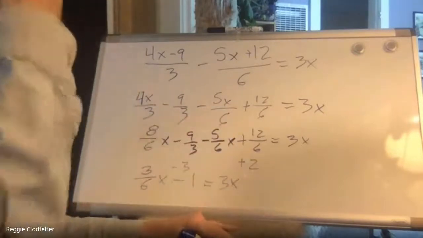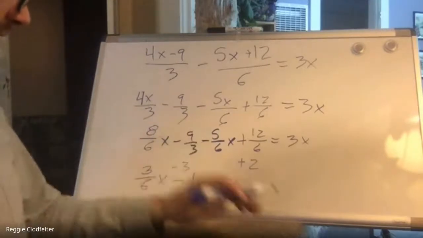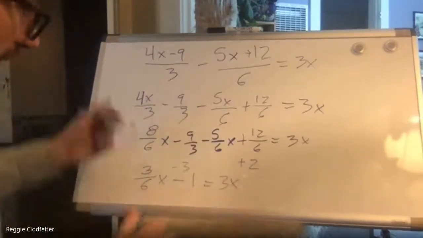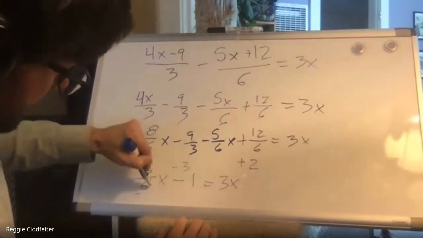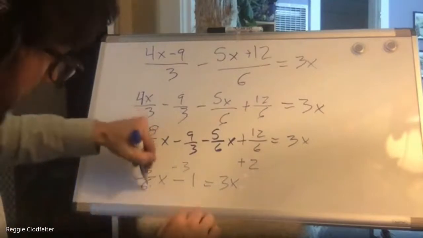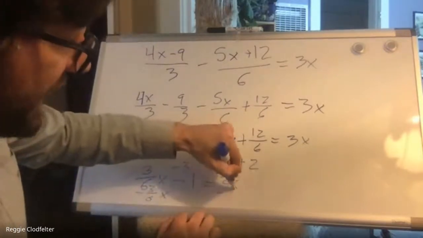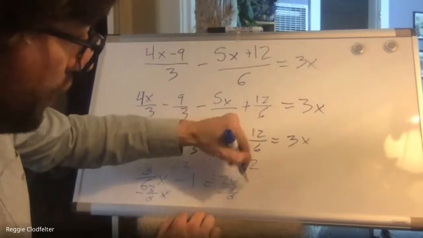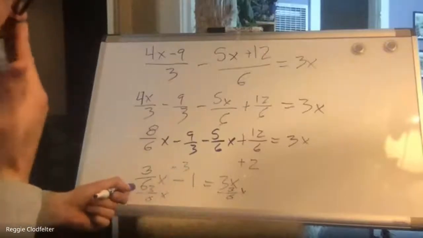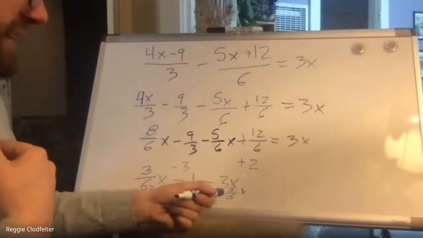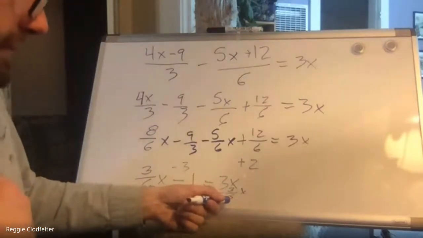Okay? So now I just want to get my x on one side of the equation and my numbers on the other. So I'm just going to subtract 3/6x. I realize I'm getting to the bottom of my board here. But minus 3/6x from both sides. Now 3/6 is also 1 what? Half. 1/2. So basically I just subtracted a half x from both sides. So what would 3x minus 1/2 x be?